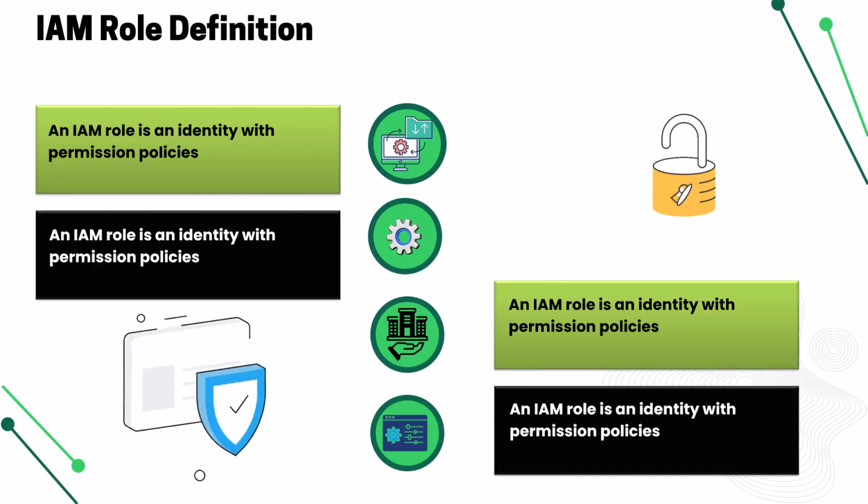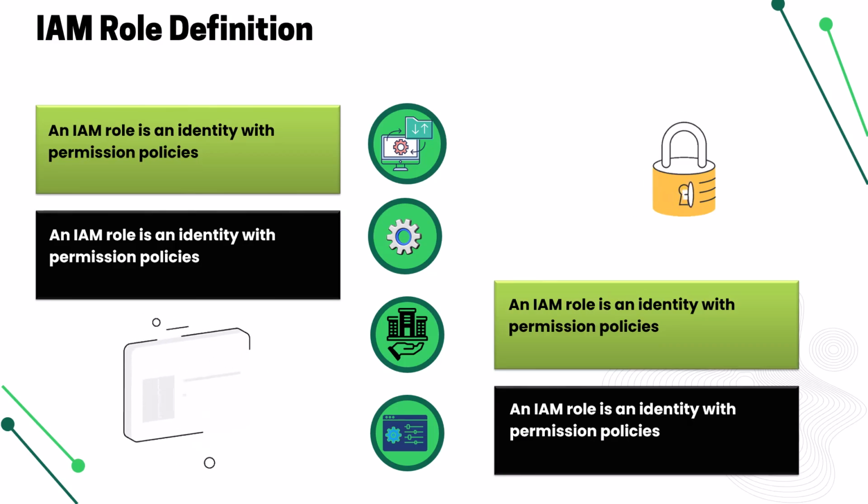IAM roles are like an actor's role in a movie: temporary, assigned for a purpose, and crucial to the story. These roles define what actions are permitted without being tied to a single user. Instead, AWS assigns them dynamically to resources like EC2 instances. So it's all about playing the right part at the right time.